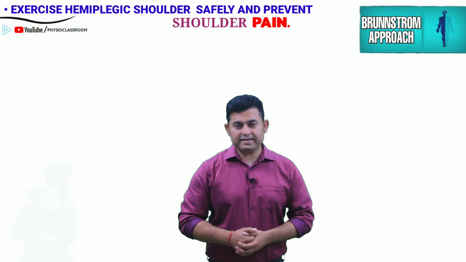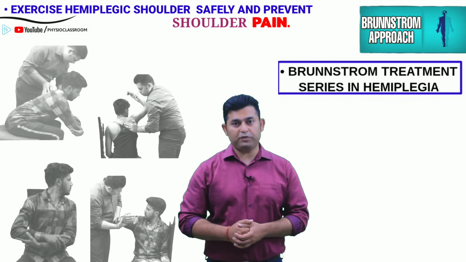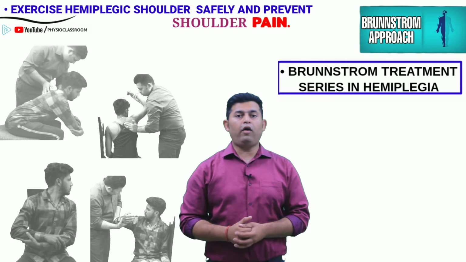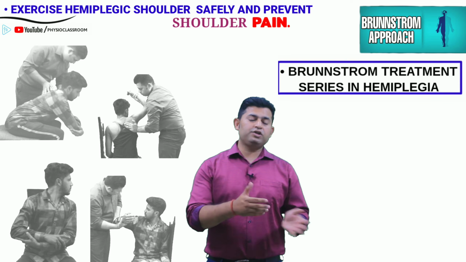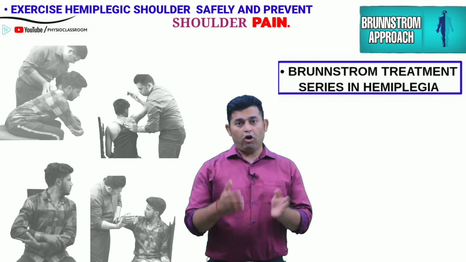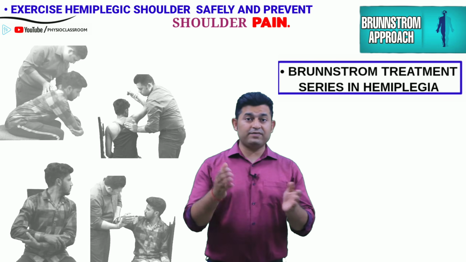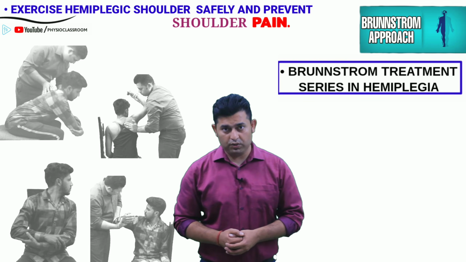So these were some of the exercises based on BRUNNSTROM concept of treatment that can be utilized in stage 1 and 2 of hemiplegia recovery to ensure pain-free restoration of shoulder range of motion and to develop shoulder control as well as treat hemiplegic shoulder pain.